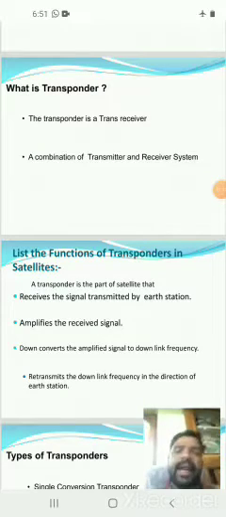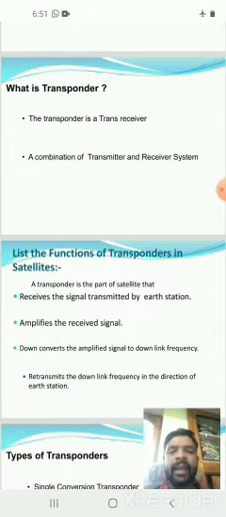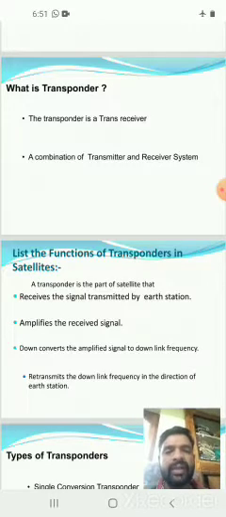What is a transponder and what are the functions of a transponder in satellites? Here, transponder means transmitter and receiver. A transceiver is called a transponder. A combination of transmitter and receiver system is called a transponder. So simply, transponder means transmitter and receiver section.